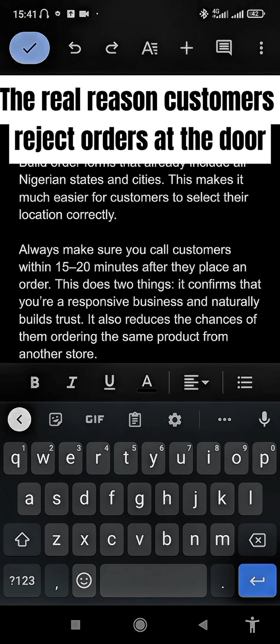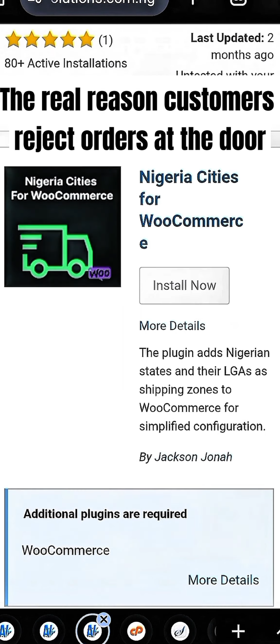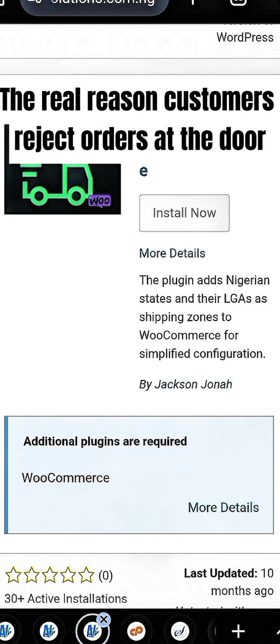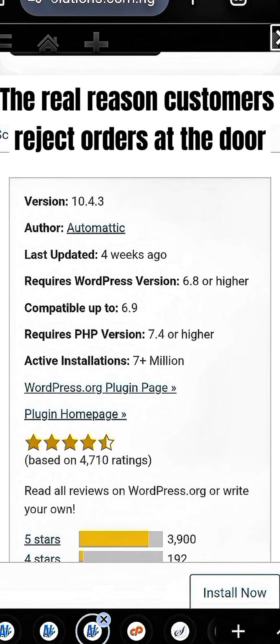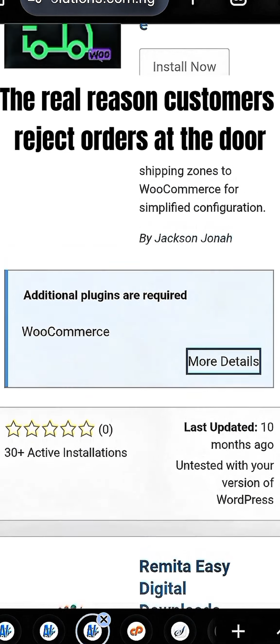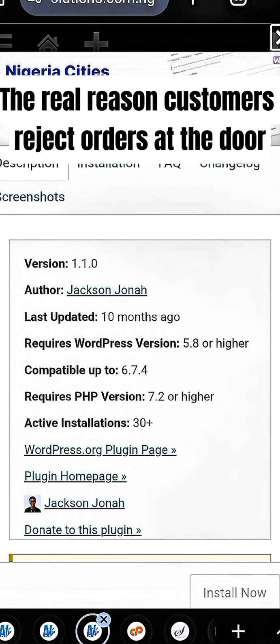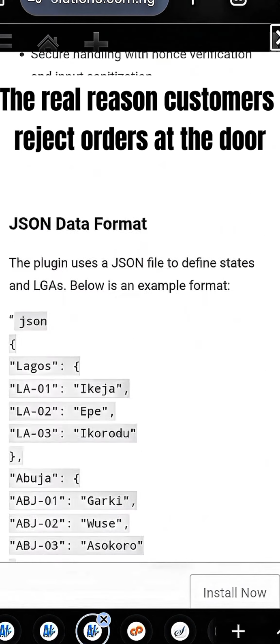Now, how you can do this is that if you're using WordPress like me, you're using the WooCommerce plugin. There's a plugin you can download and attach with the whole list of Nigerian states and cities, so that whenever customers want to fill in their location details, it just appears there.